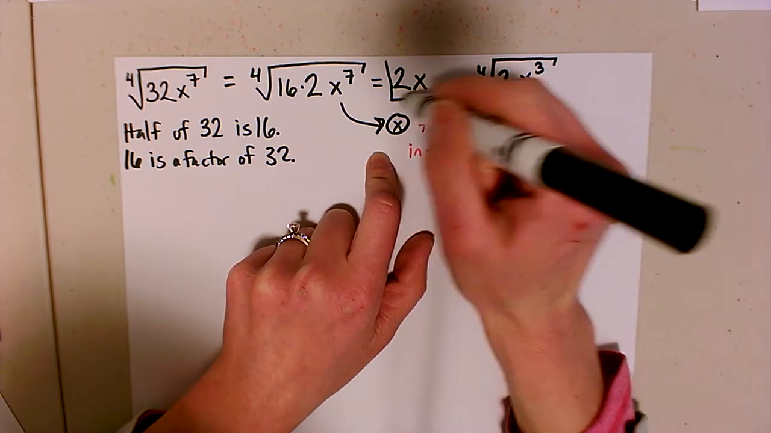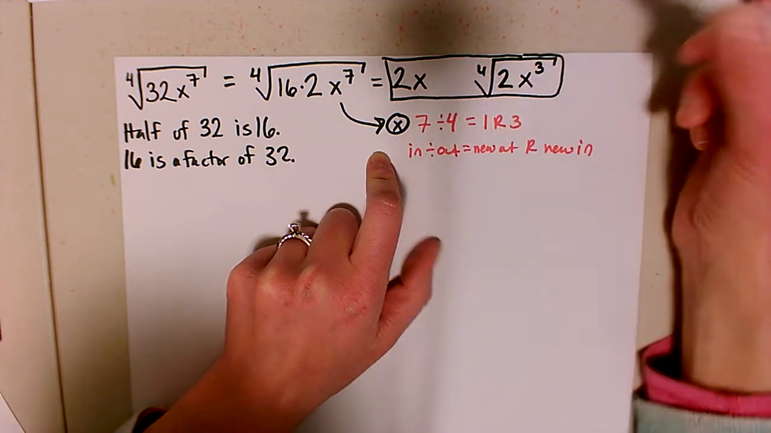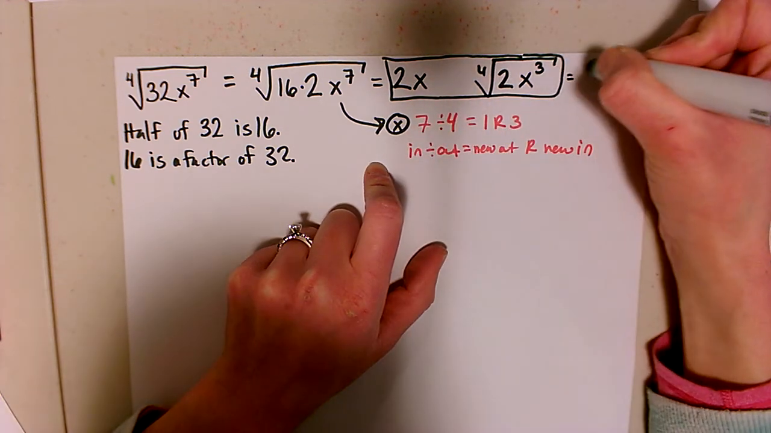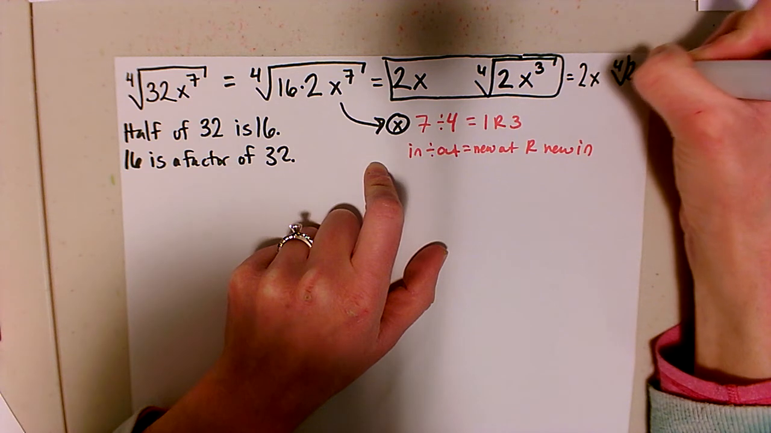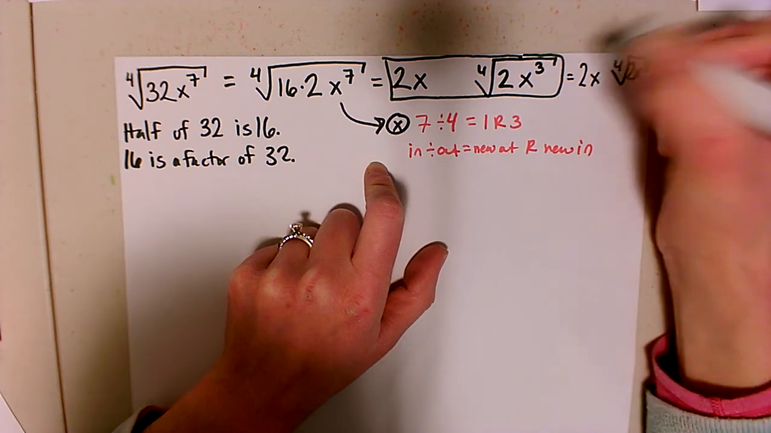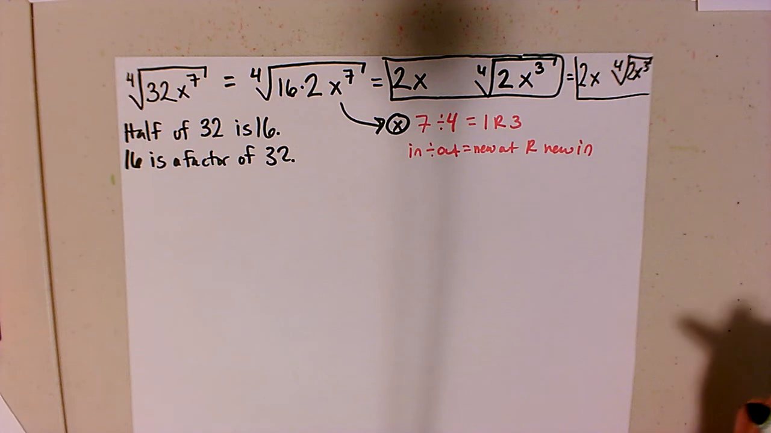And I've left this giant gap here. Well, I don't have to. You can leave it there and your answer is still fine. We can close things up a little bit. And this is 2x times the 4th root of 2x cubed. And so that's your answer to that example.